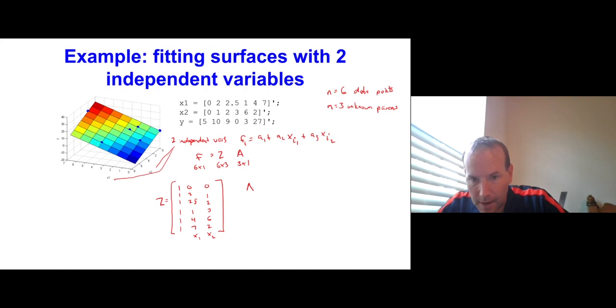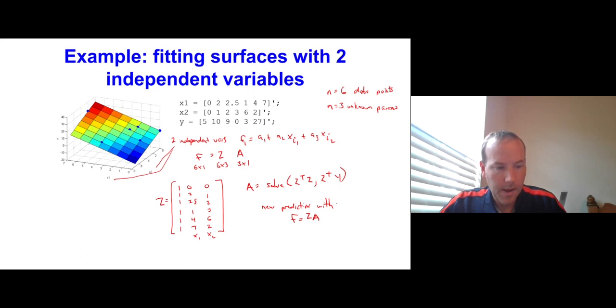this by saying a equals solve ZTZ, ZTY. Okay, and then you make new predictions with f equals Za. And so I know that it's difficult to see exactly what these values are right now, and so that's why I provide the Python code at the end so that you can test it and see exactly what these numbers turn out to be.